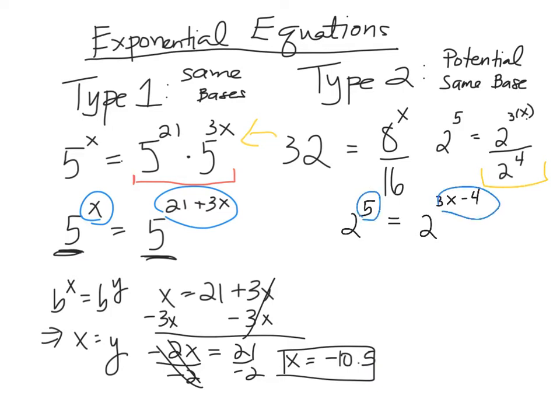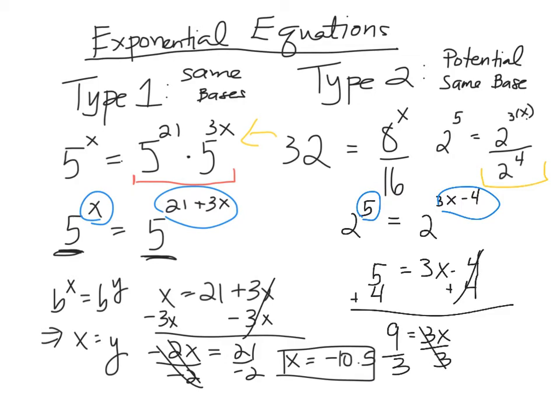These bases are the same, the 2's. So that means these exponents have to be equal to each other. So 5 has to equal 3x minus 4. And then we just solve this. And x equals 3. So those are the two types of problems you'll see on Alex. There is a third scenario that I'm going to go over in the next slide.